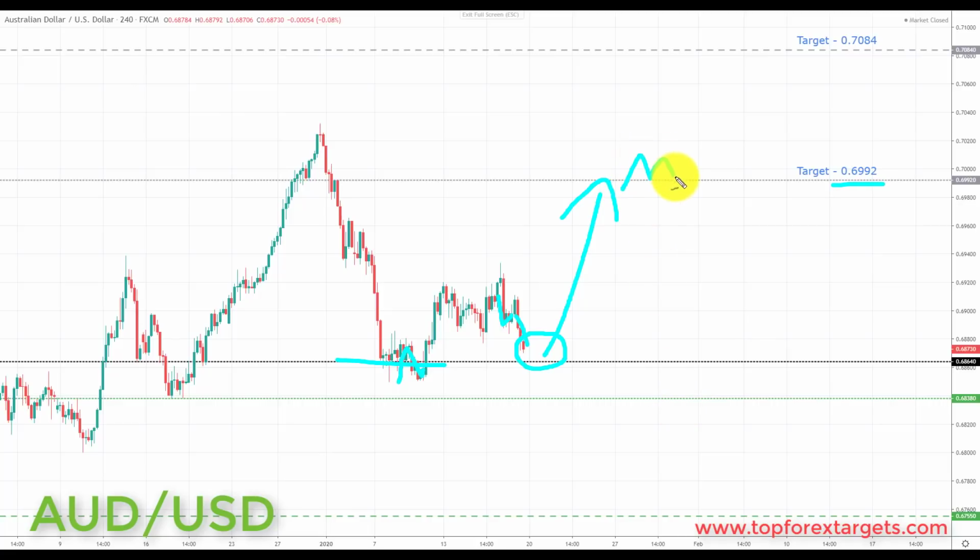And if we can get a breakthrough here, we're going to be looking up towards the next key of resistance to the upside and target 2 at 0.7084. Just bear in mind, if we do get a breakthrough here, it's probably going to take a couple of weeks to get up to the second target here because of the distance to that target.